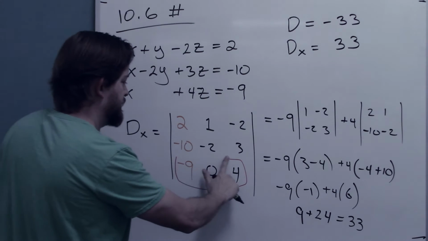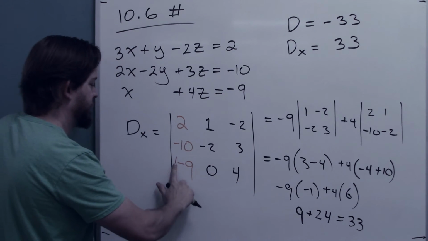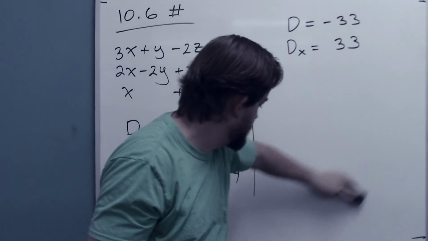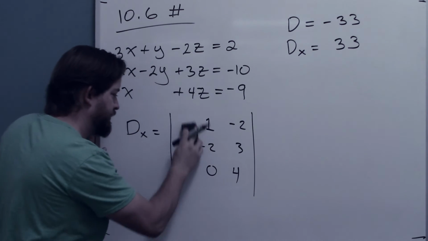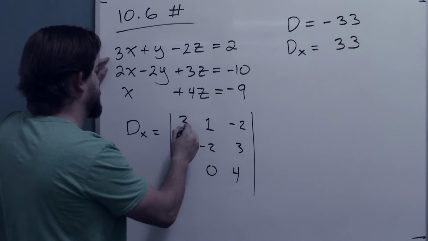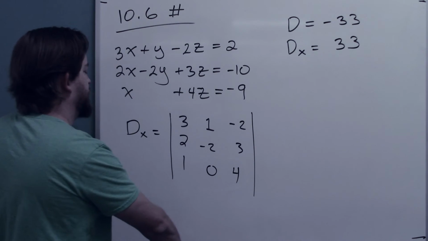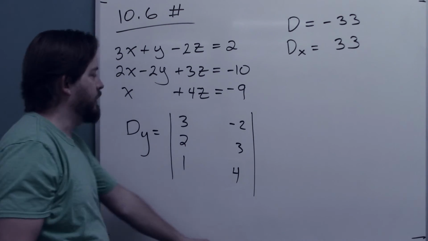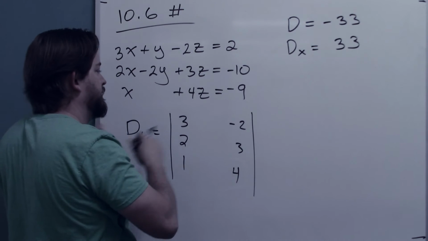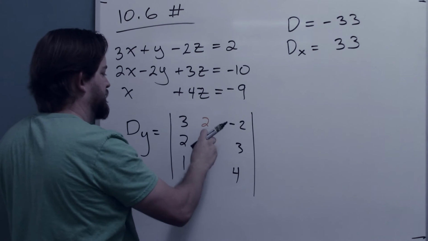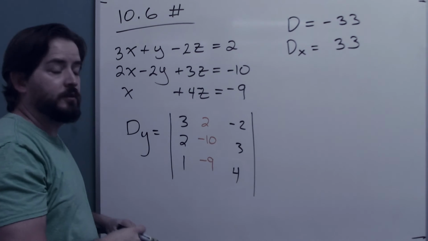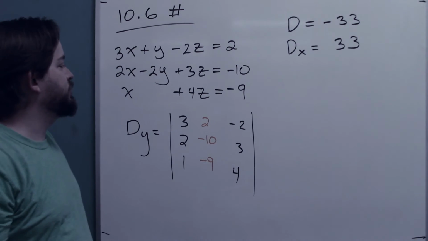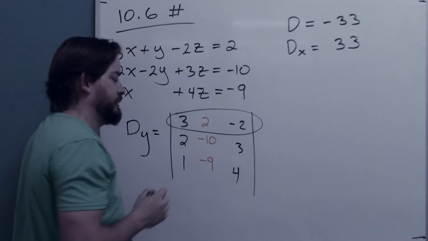For my dy, the next one I want to do, instead of the x column, I'm going to throw those guys back in there. But to do dy, I'm now going to replace the y column with that 2, -10, and -9. And go through the same process. I don't have any zeros in here, so there's nothing worth moving over to exploit, so pick a row, pick a column, it doesn't really matter, right?